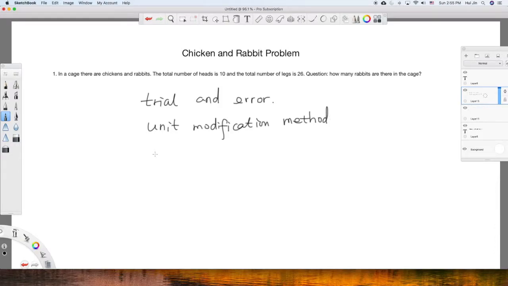And the last method is the algebraic method. I would say for a lot of parents, when they learn a lot of math, they will prefer this method. On the other hand, actually I don't prefer this method because this kind of kills a bit of creativity, and we'll see why. So let's go through these methods.